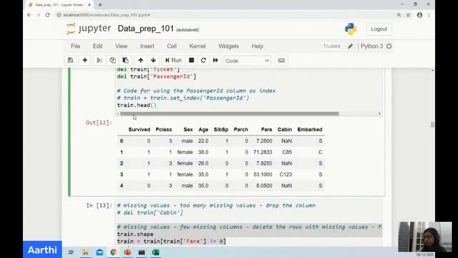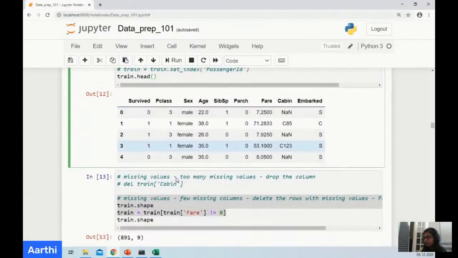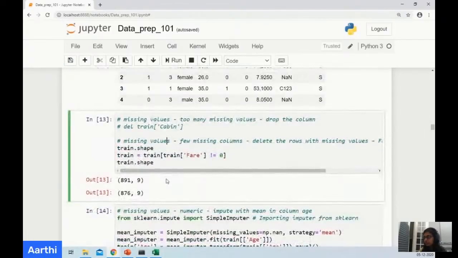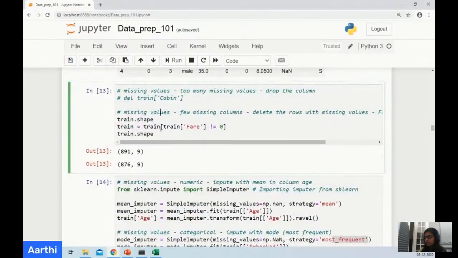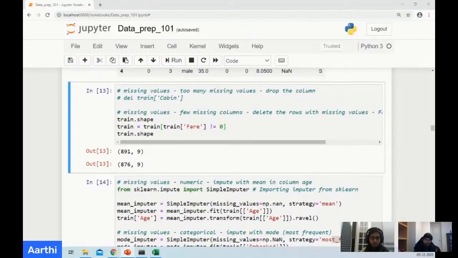So yeah, now looking at the train data, we saw that we had some missing values. Sometimes the numeric missing values could be 0. So that is something that we should keep in mind. Let me go back a little bit to the.